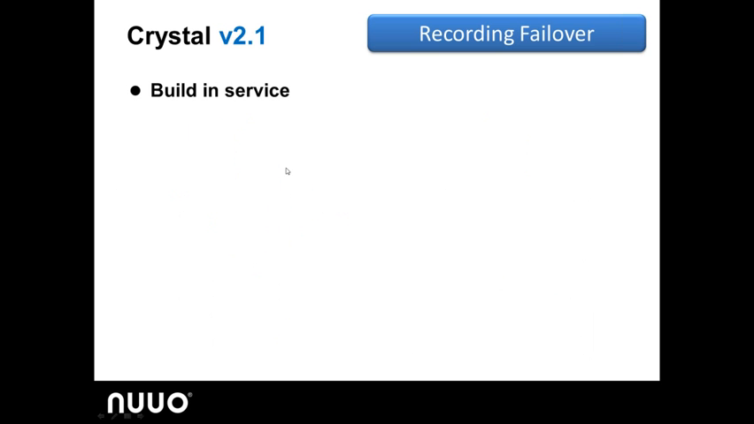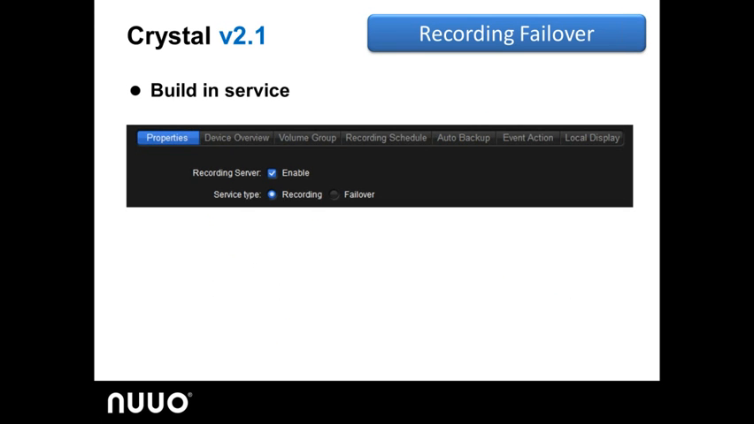So another benefit is this is a built-in service, which means it's very easy to deploy. You just log into the new client and go to the property, and then you will see that option there that you can choose to enable the service, which kind of service type you want to use for this server.